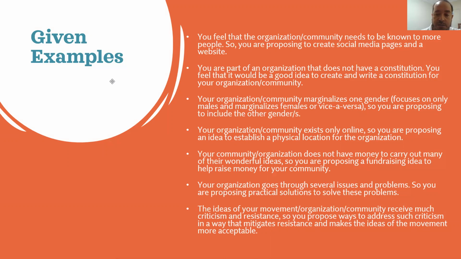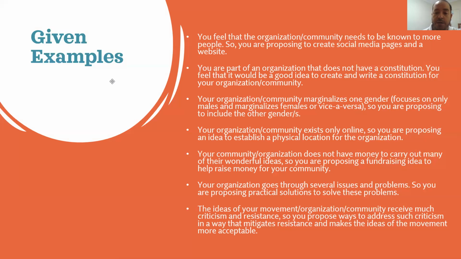I say, as another example, maybe your organization marginalizes one or more genders, so you can propose an action in which you call for more inclusive policies for the community. You can include other genders. Another example, I say maybe your community exists only online, so you're proposing an idea to establish a physical location for the organization or for the community. And sometimes we use organization and community as synonyms in the course, in the context of this course.